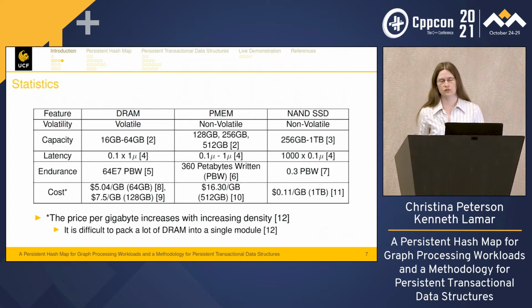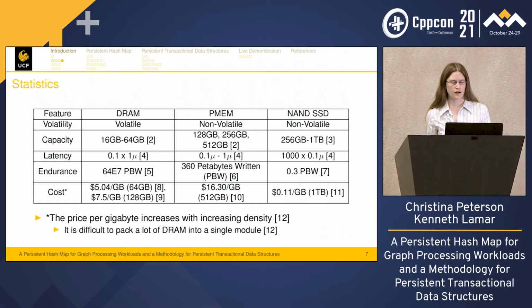So endurance, DRAM is a clear winner. It's got about 64 times 10 to the 7th petabytes written. Persistent memory has about 360 petabytes written, so that's a lot less, but it's about 1,000 times better than NAND SSD. And then for the cost, I retrieved these costs around mid-October, so the prices have probably gone up since this time.